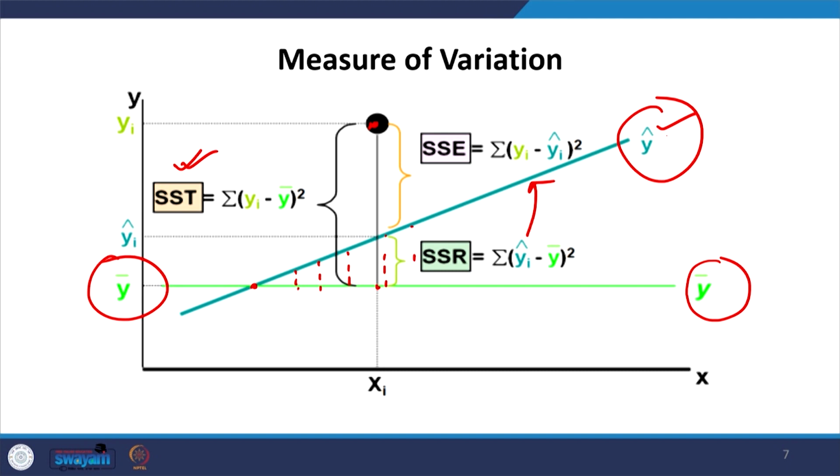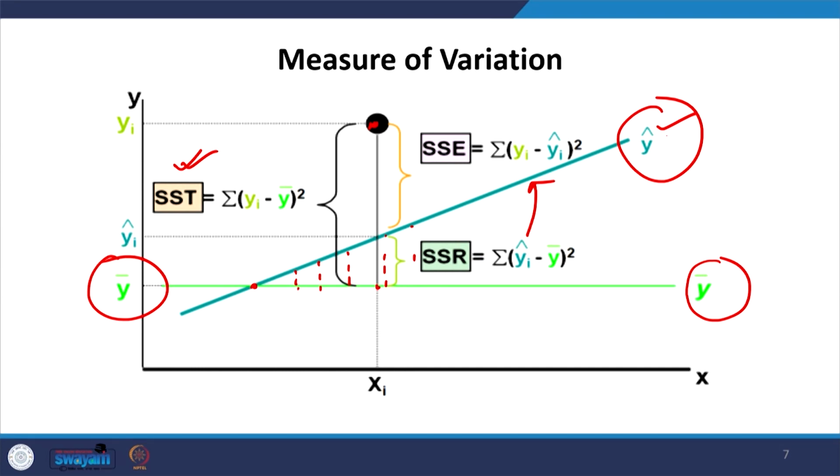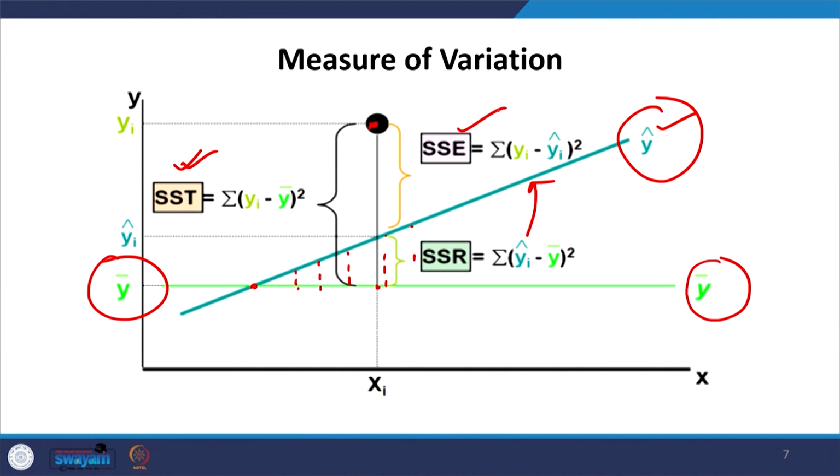Now comes your error sum of squares, which we have just mentioned. It is the error. Error means each provided value minus the value on the average trend line, the estimated value we have derived. How each value is different from the estimated value. If we plot that difference, it is called the sum of squared errors.